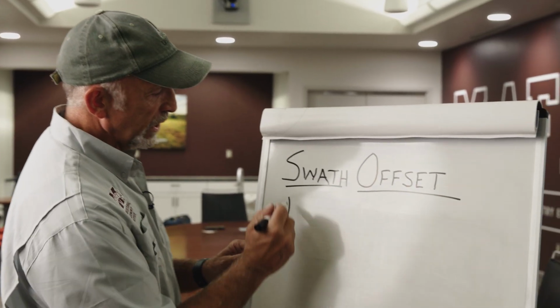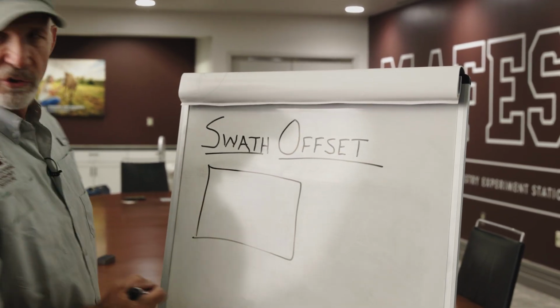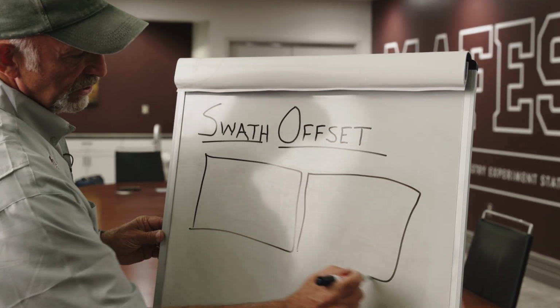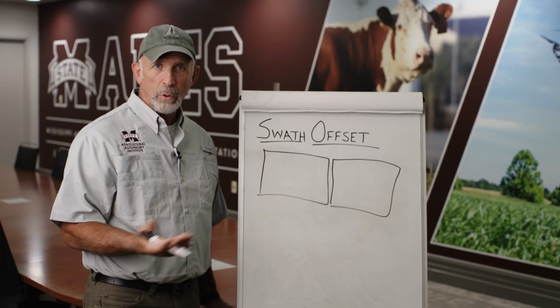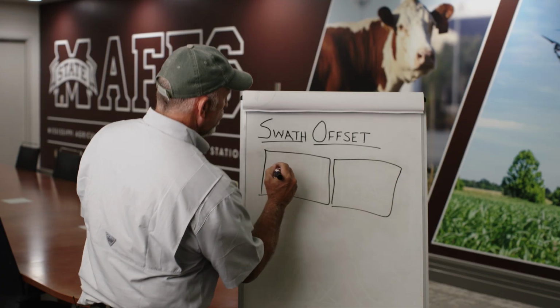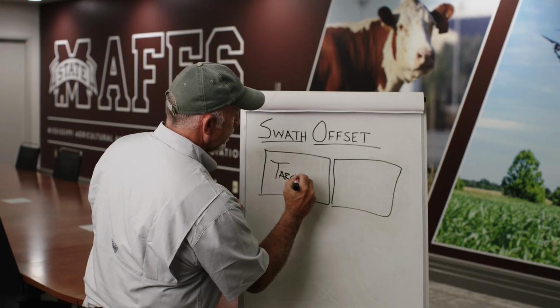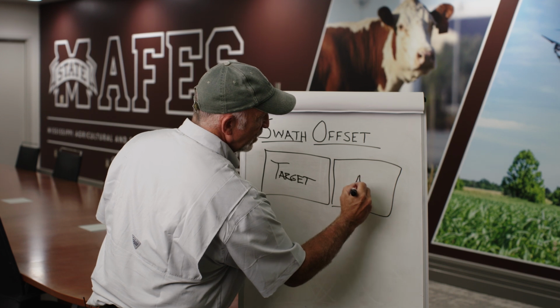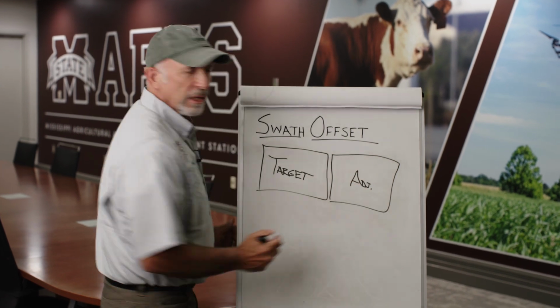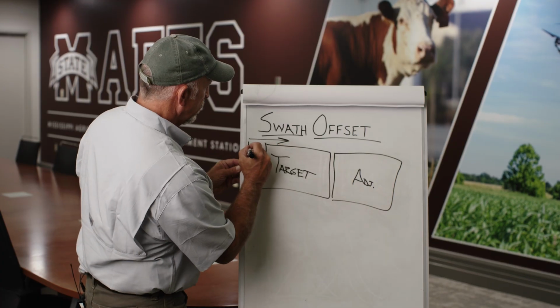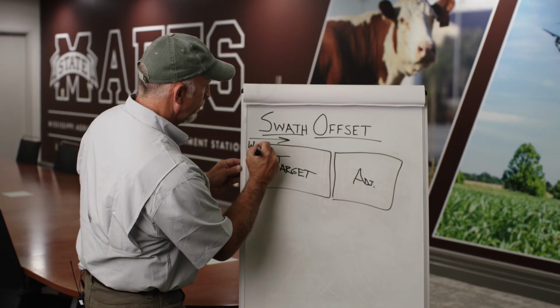If we have a target application field, such as this, and we have an adjacent field, such as this, that may have a sensitive downwind crop in it, then here is our target field, and this one will be our adjacent field here. Let's say that we have a wind coming across from this direction right here. So this will be our wind.